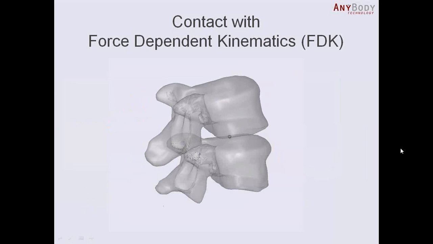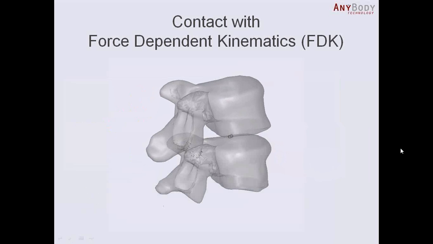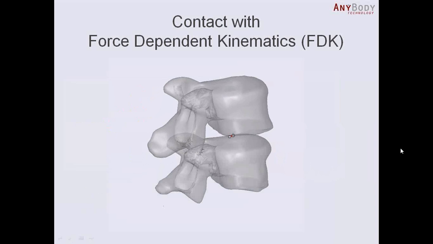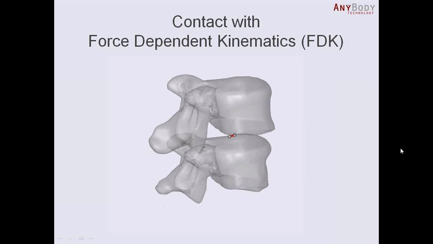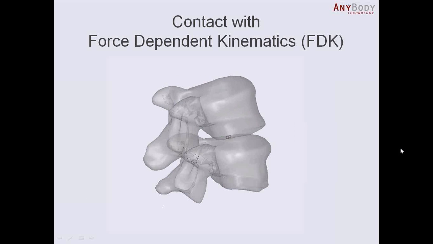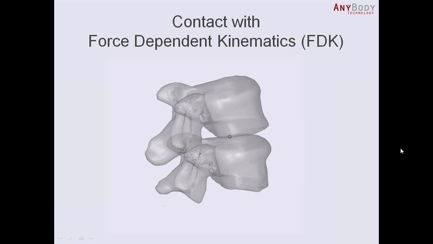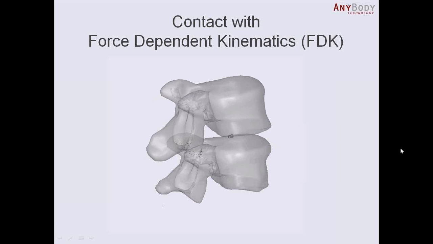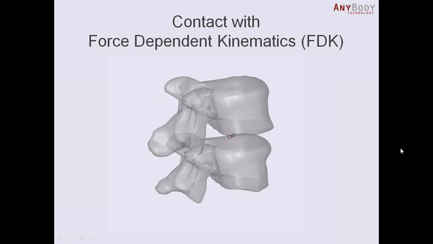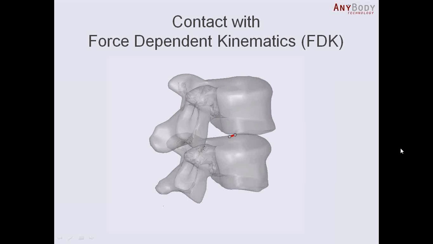In the spine, FDK is an important tool not only for modeling the contact, for example in the facets, but it also predicts how kinematics will be distributed through adjacent levels of the spine on the basis of soft tissue stiffness or the presence of an implant.